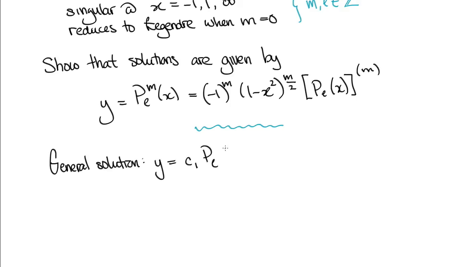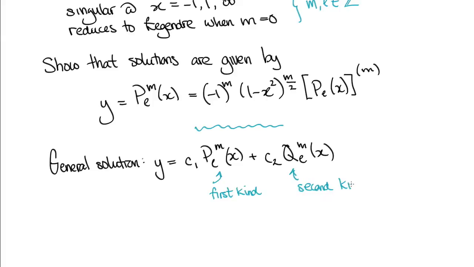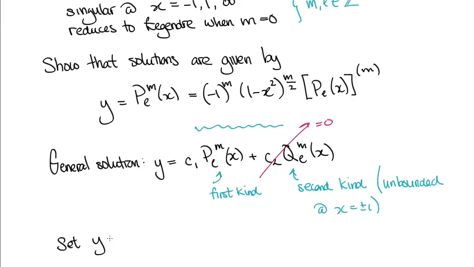Again, remember that this is a second-order differential equation, so you do expect to have a general solution composed of the associated Legendre functions of the first and second kind, but the associated function of the second kind, Q_l^m, is unbounded at x equal to plus or minus 1, so at least within the context of bounded solutions, we only care about P_l^m. Next, we write y equal to (x squared minus 1) to the m over 2 times v of x, and substitute this ansatz into the differential equation.